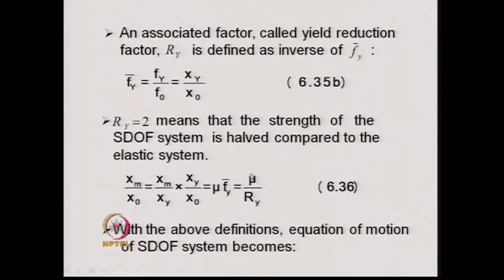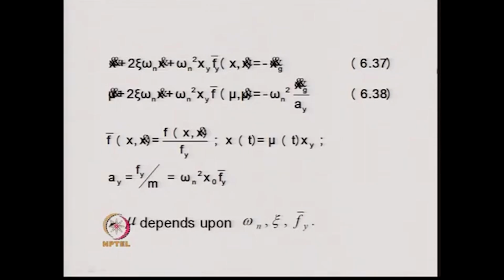Now, with the above definitions, the equation of motion of the single degree of freedom system is given by equation 6.37. These are x double dot, x dot, and we write down here, since it is not a linear system, this expression, which means that F bar y of x comma x dot, that is, F bar y is a function of both displacement and velocity, multiplied by omega n square multiplied by xy, where F bar of x, x dot is written simply as f of x, x dot divided by Fy.